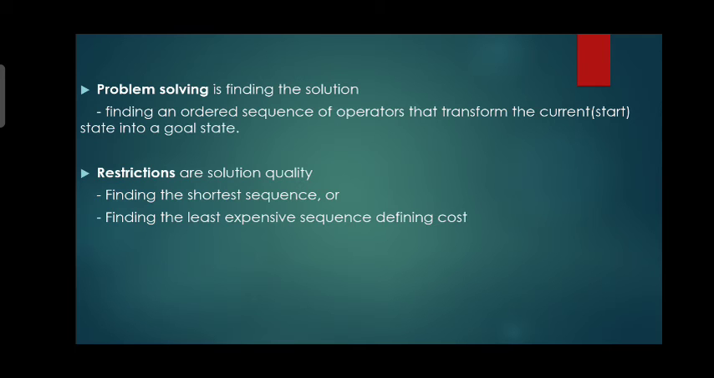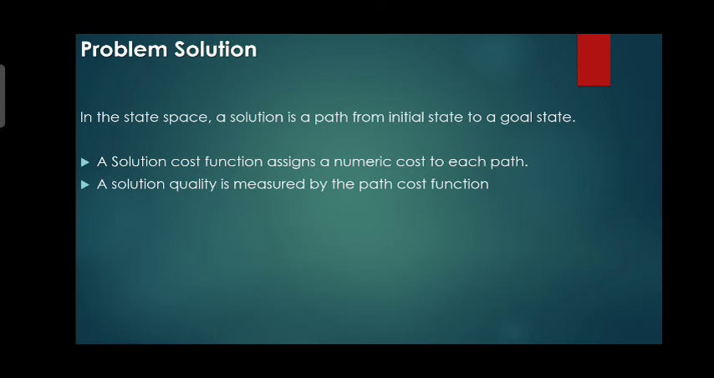Now we'll see what the problem solution is. How can we identify this problem solution? In state space, a solution is the path from the initial state to the goal state. In other words, in the state space we saw that the solution is basically a part of that big state space. So how can we define the solution? A solution cost function.